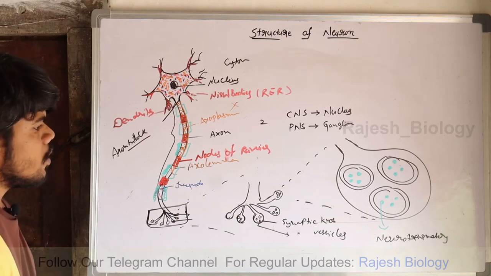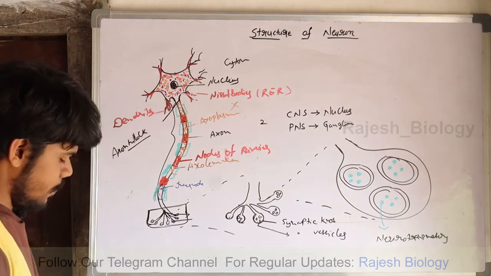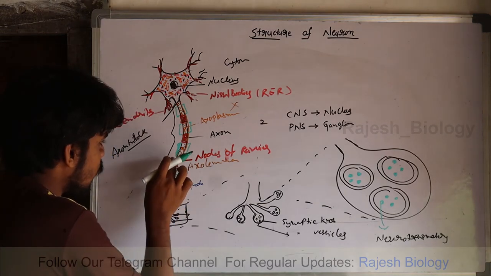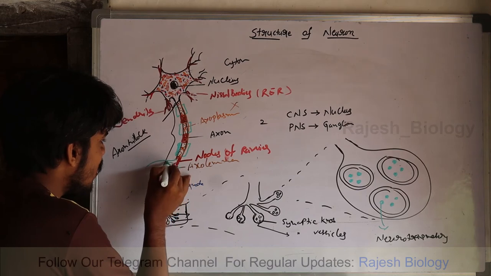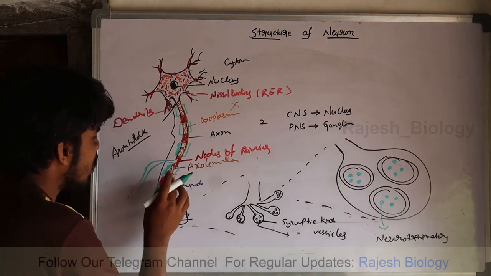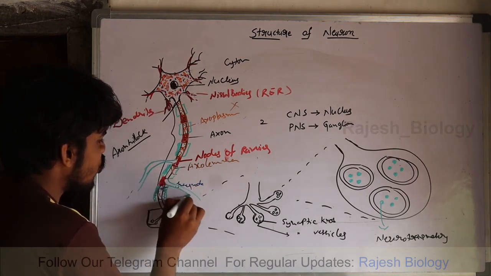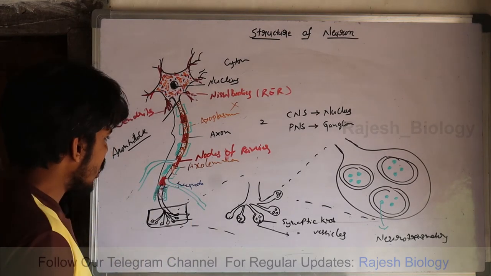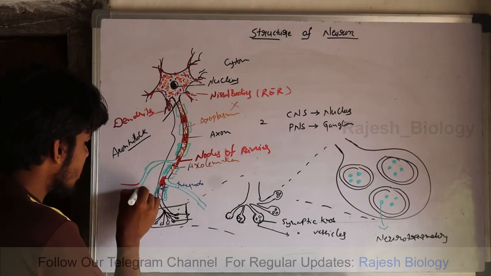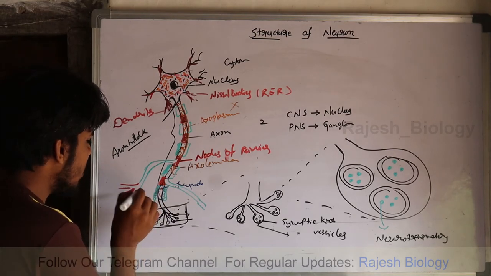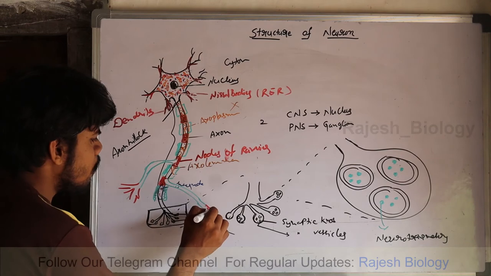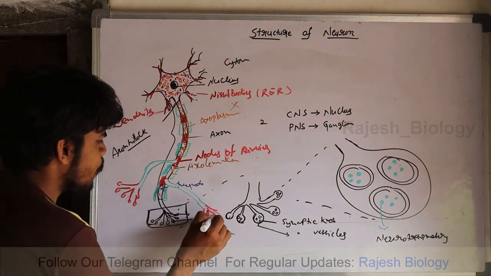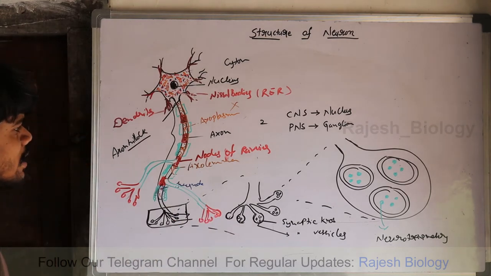Another point: some axons can form branches also. It is a branch. Some axons can form branches, and the branches also have terminal buttons, and the terminal buttons also have some synaptic vesicles.